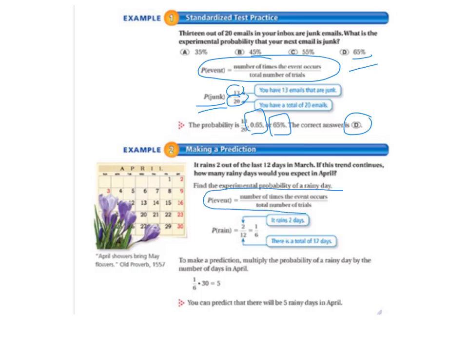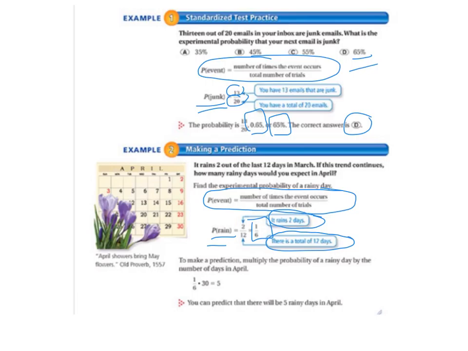So we need to remember that the probability of the event that we're interested in happening equals the number of times the event occurs divided by the total number of trials. So the probability of rain equals 2, because it rained 2 days, over 12, because there were a total of 12 days that we looked at. So 2 out of 12 equals 1/6.